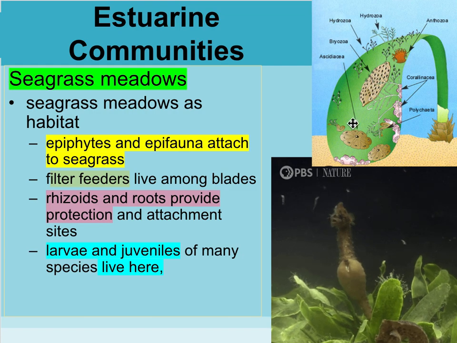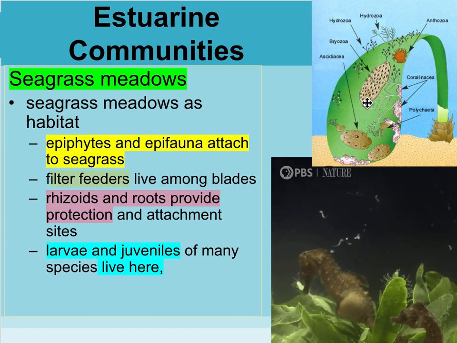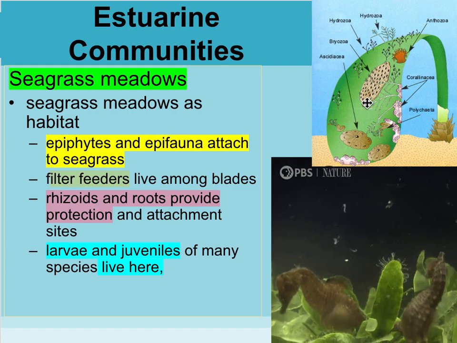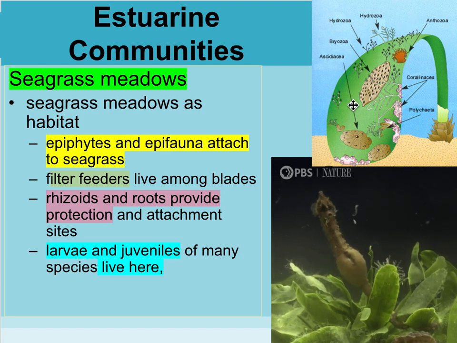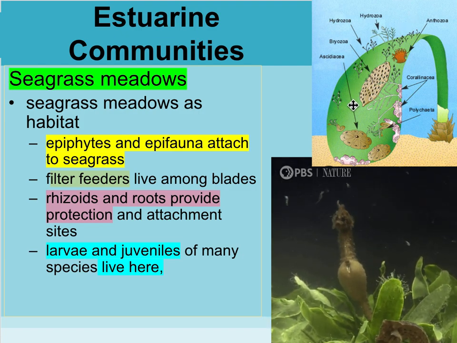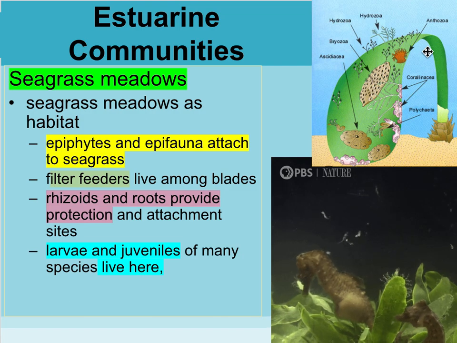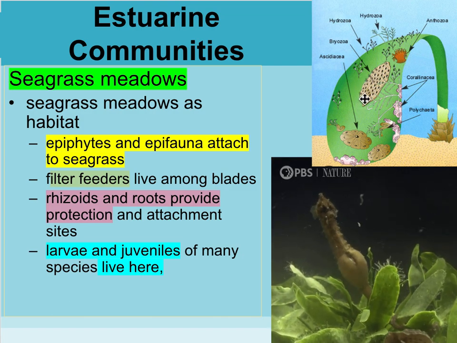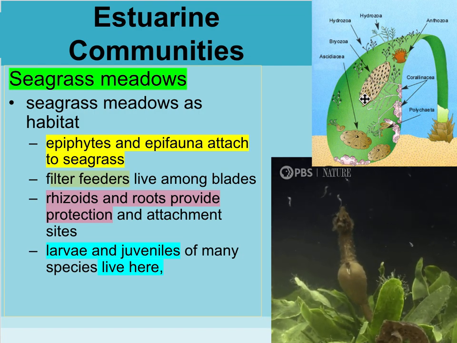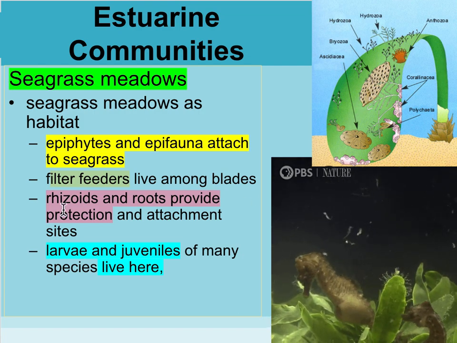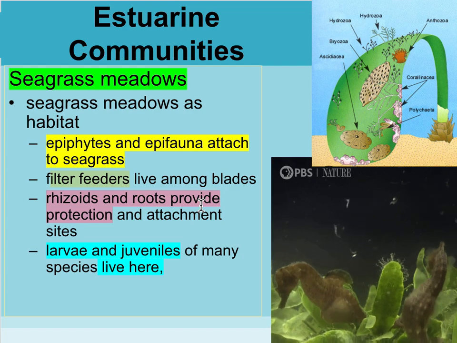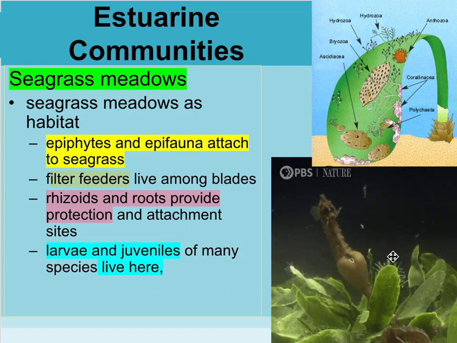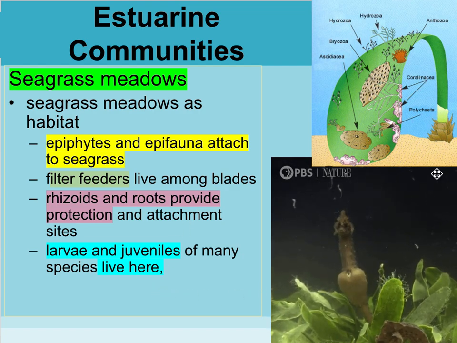So you can see various epiphytes, that means plants growing on other plants, on the seagrass, and also epifauna, different organisms, animals attaching to the seagrass, just as a place to live, to grab onto. They do have rhizoids and roots to help protect them, and different babies will all live around this.